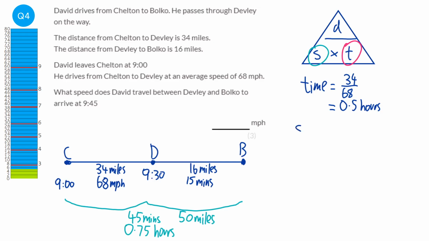Okay, so it would be speed equals the distance, which is 16 miles, over time, which is 15 minutes, but we need that in hours, so that would be 0.25 hours. And so what we can do here is times top 1 by 4 to get rid of the fraction. So it becomes 64 over 1, or just 64 miles per hour. So our answer is 64 miles per hour.